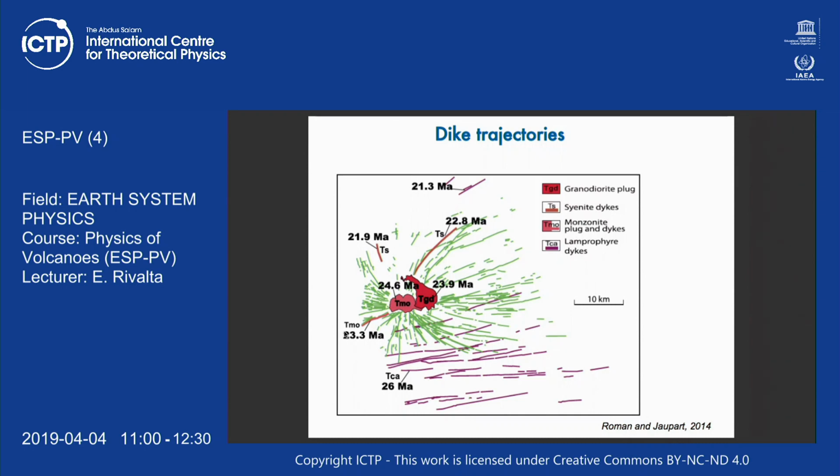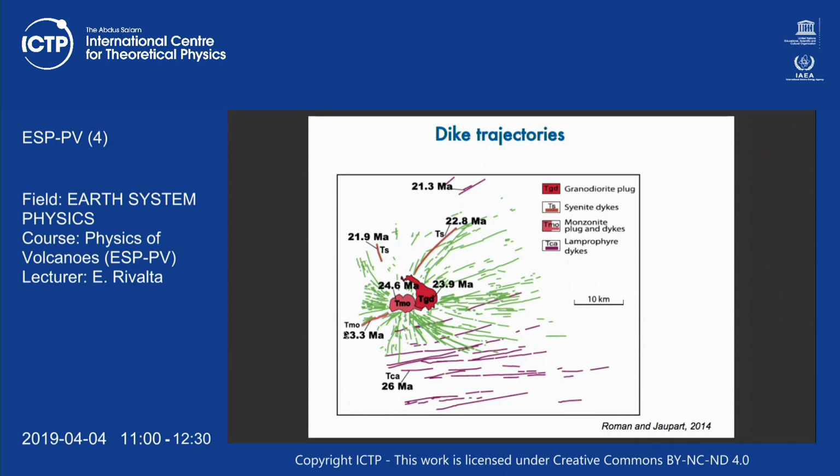A volcano was born over maybe a couple of million years, and then you have all the dikes that are younger than the date of the magma chamber. You see, the magma chamber is like 24.6, 23.9 millions of years. They are all actually oriented in this spider shape that we also saw on the planets, you know.